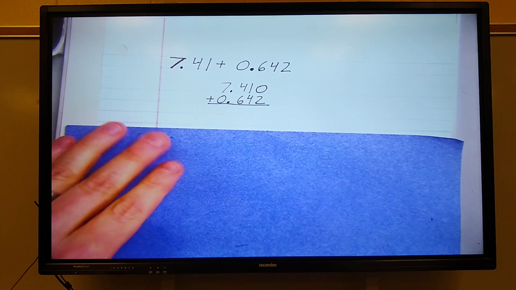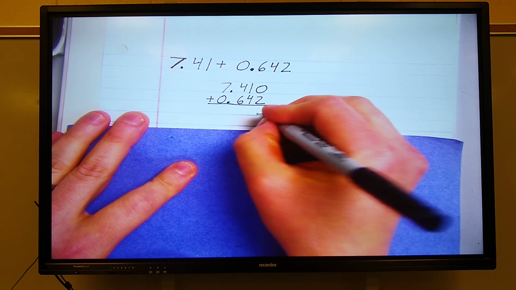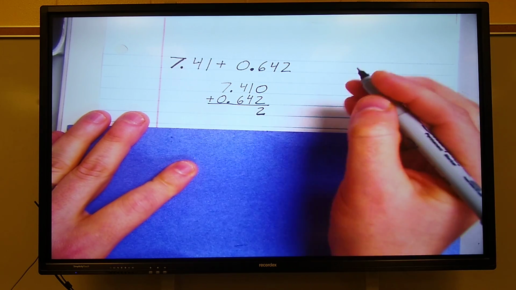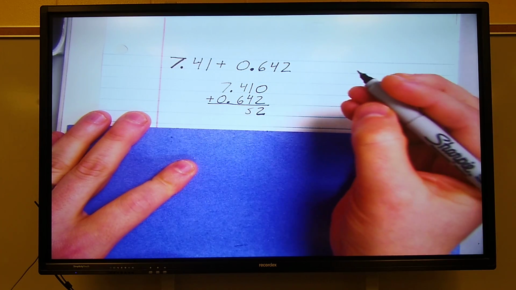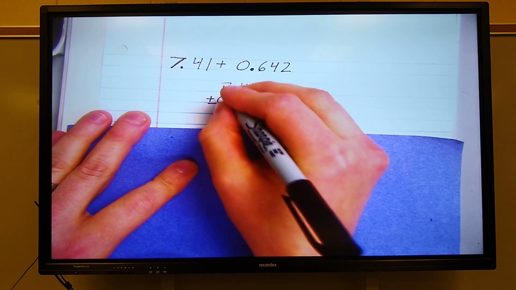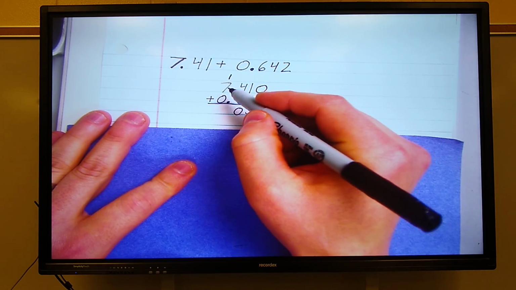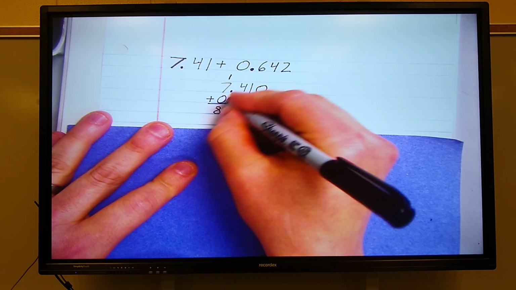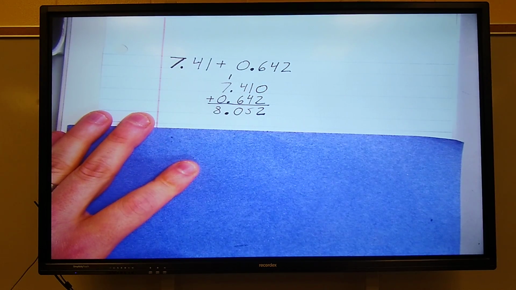All right, now we just add. 0 plus 2 is 2. 1 plus 4 is 5. 4 plus 6 is 10. Bring down the 0, carry the 1. 1 plus 7 is 8. And then you bring down the decimal. Your answer should have been 8 and 52 thousandths.